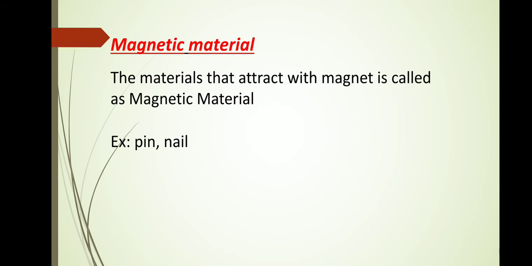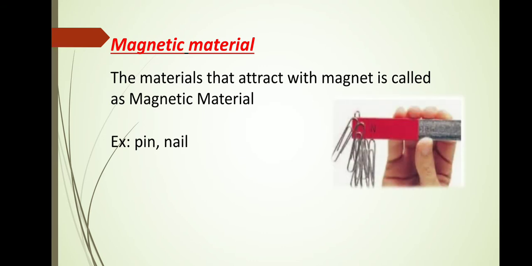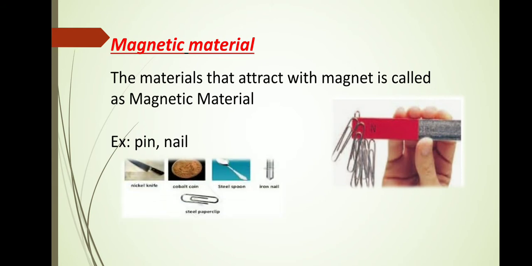Magnetic material. You all have known what you mean by the magnetic material. It's a material that attracts with the magnet. Here you can see some of the pins are attracted with the magnet. So you have a clear idea, pin is also one of the magnetic materials. There are some other examples also. Here nickel knife, cobalt coin, steel spoon, iron nail and some steel paper clips and so on.